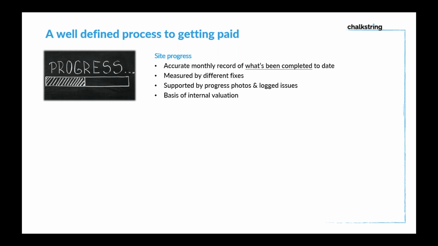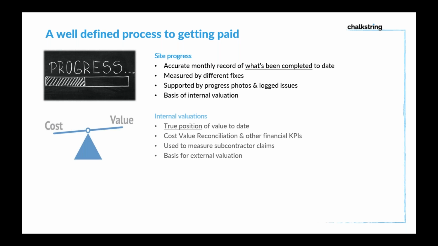Most trades would want to break down the work into different fixes, first fix, second fix, third fix, whatever those fixes are called, but ultimately be measuring the work in a number of different stages or visits to site. A lot of that is supported by photographic evidence and tracking and logging issues and snags as you walk around. But ultimately, that site progress, which is typically done once a month, is then the basis of the internal valuation. So hopefully we're all very comfortable with that concept of progress.